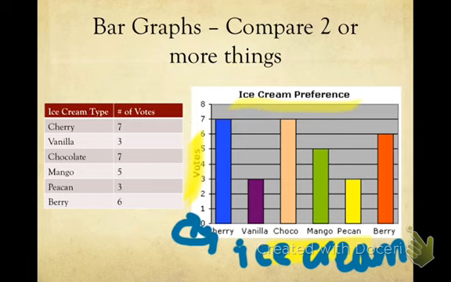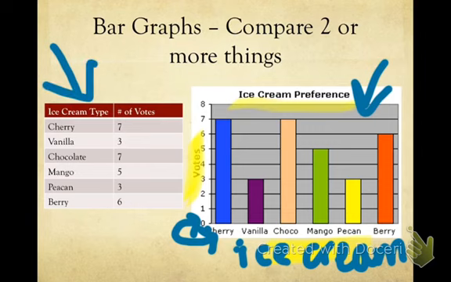Okay, so the data that this graph is showing is the exact same data that is in our data table. 7 people said that they liked cherry, 3 people vanilla, 7 people chocolate, 5 people mango, 3 people pecan, and then 6 people berry.